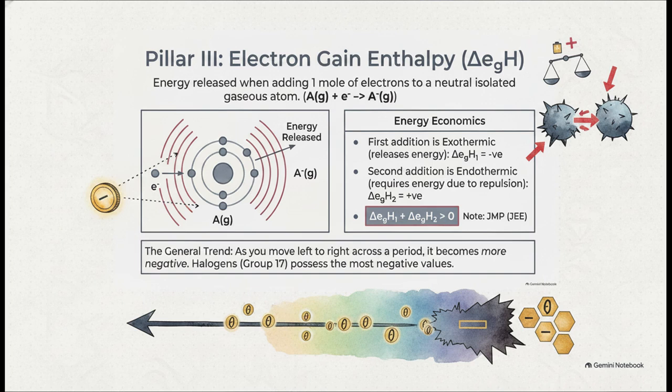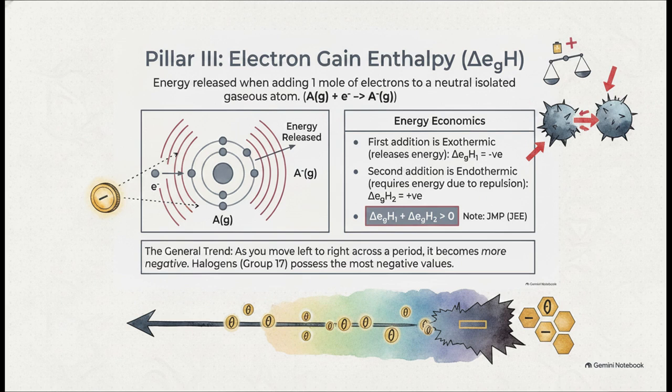Let's dive into pillar 3, electron gain enthalpy. This maps the energy released when an isolated neutral atom finally captures an incoming electron. The energy economics here are super interesting. The first electron addition usually releases energy. It's exothermic, creating a negative value.